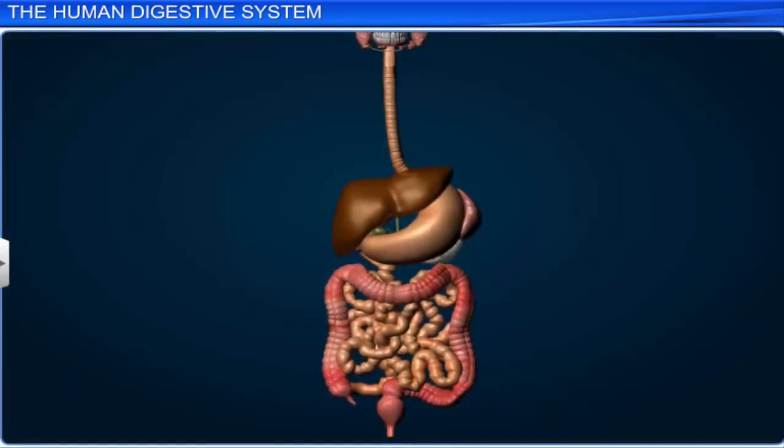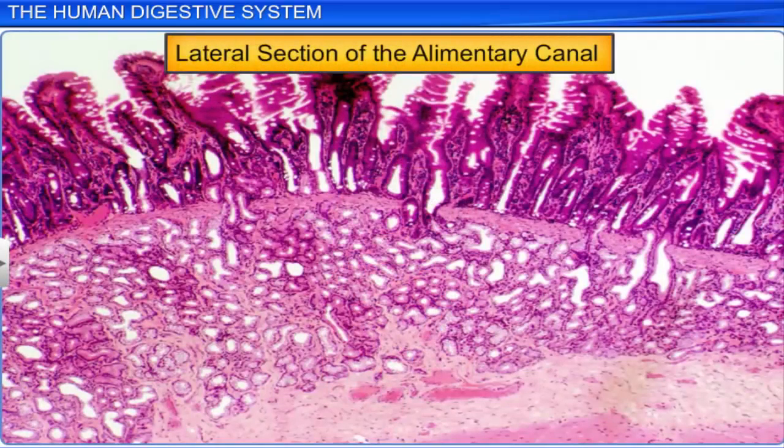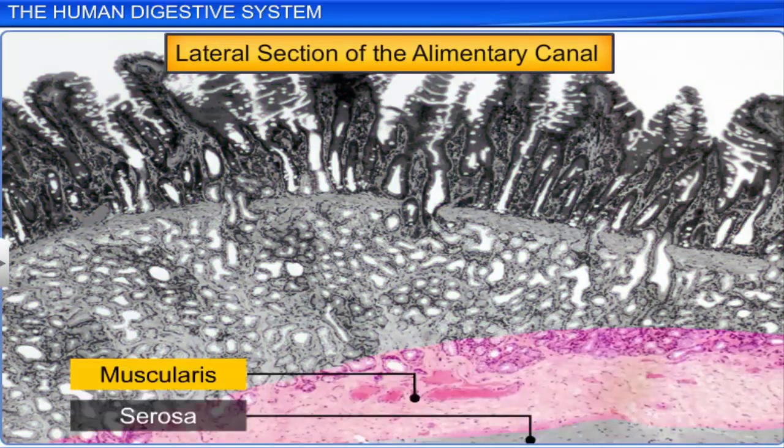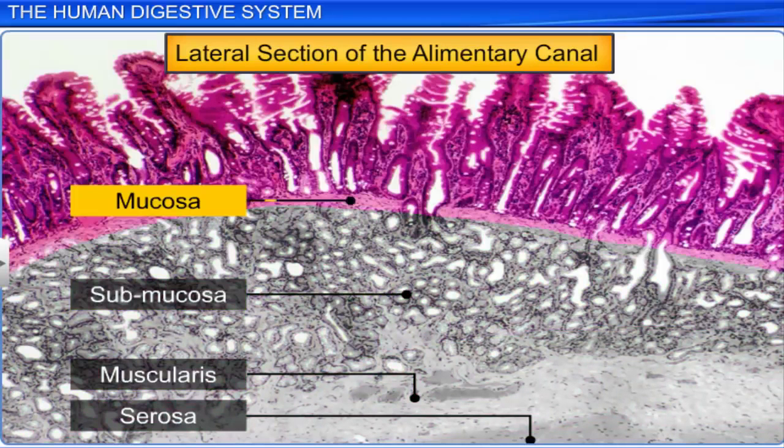The wall of the anus, as well as other organs of the alimentary canal, is made up of 4 layers of tissues, namely the serosa, muscularis, submucosa, and mucosa.